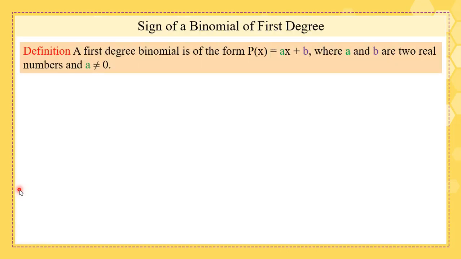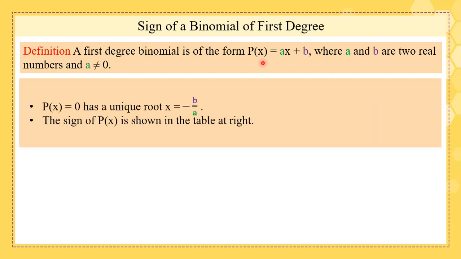Let's begin. A first-degree polynomial is a polynomial of the form p of x equals ax plus b, where a and b are two real numbers and a is never zero. Because remember, if a is zero, p of x would be b and it will not be a binomial of first degree.